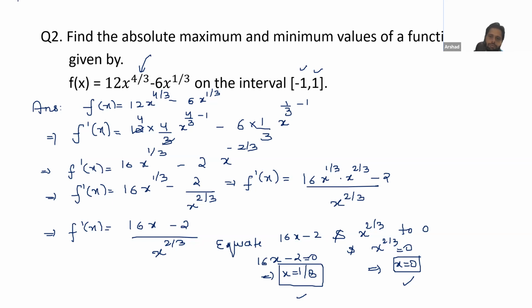Abdur, here the base is the same. Okay, base is the same, so if you multiply this, the powers will add up. So 1 by 3 plus 2 by 3 gives you 3 by 3, which gives you 1. Is it fine, Abdur? Yes. Okay, very good, it is correct.